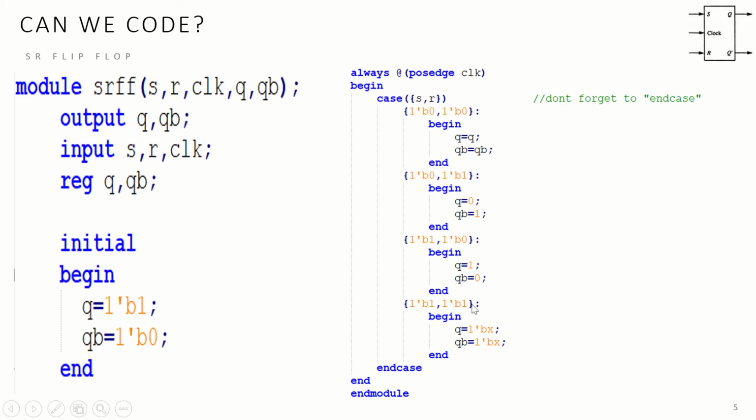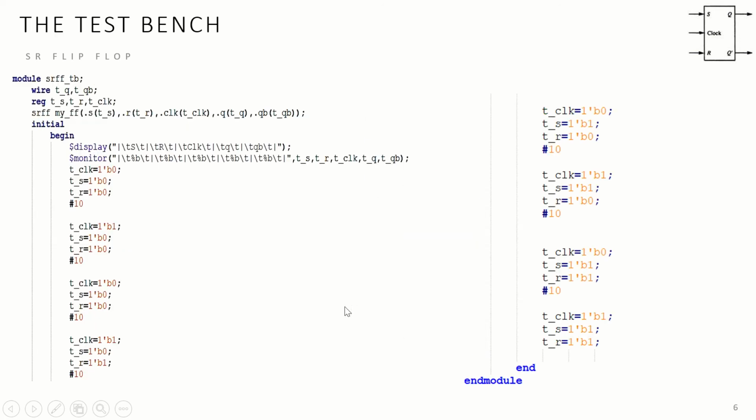When both S and R are 1, that is a non-existent condition, so I put a don't care to show that. I properly close the case here with endcase, and then I close the module properly with endmodule. I close the begin with the end. All these are to be done appropriately, and this is very important.